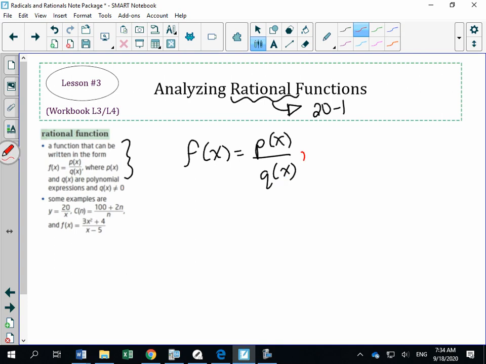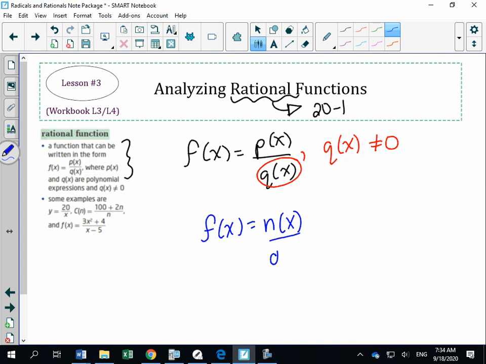One thing we have to remember with rational functions is that whatever the denominator is, in this case q of x, that denominator could never equal 0, because we could never divide something by 0. In a different textbook, it says a rational function f of x is equal to n of x over d of x. So again, they're just choosing different letters to denote their polynomials. In this example, d of x, the denominator, could never be equal to 0.